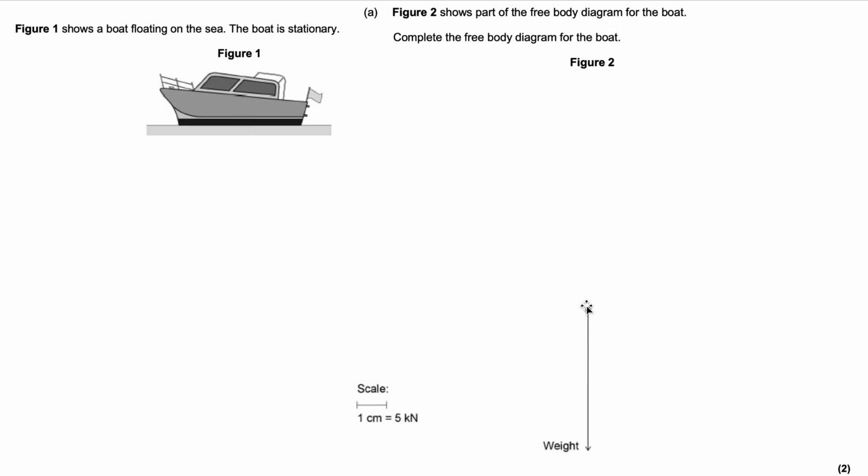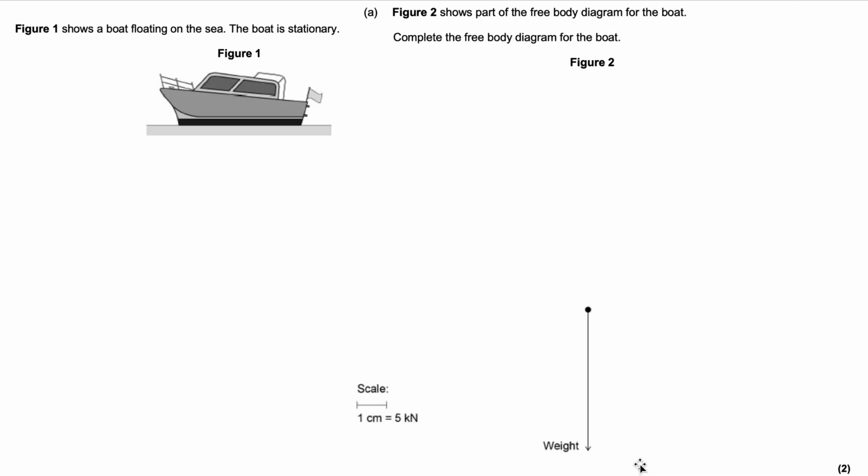It shows us the weight being the vertical force of gravity pulling the boat down towards the centre of the earth. Now, because we know that the boat is stationary, that means that the forces are balanced, or to put it more scientifically, the resultant force is 0. So we know that there needs to be another force to balance this weight force. So we look at the situation.